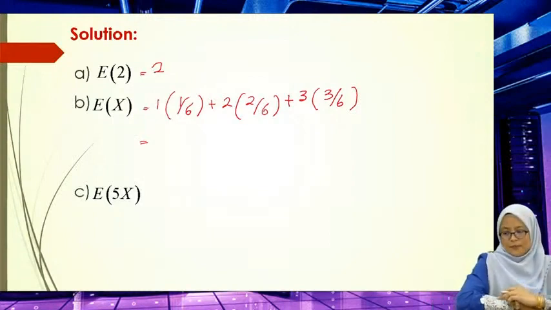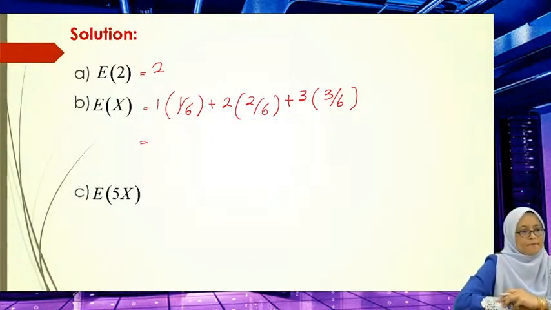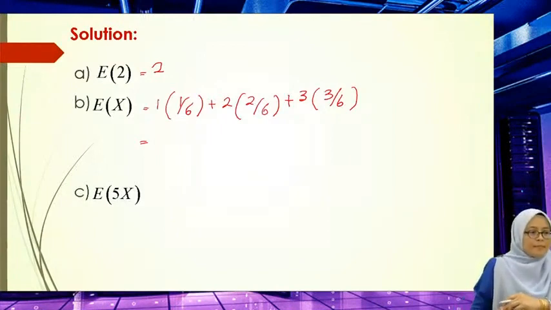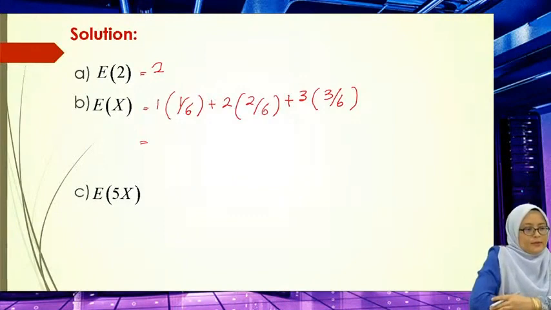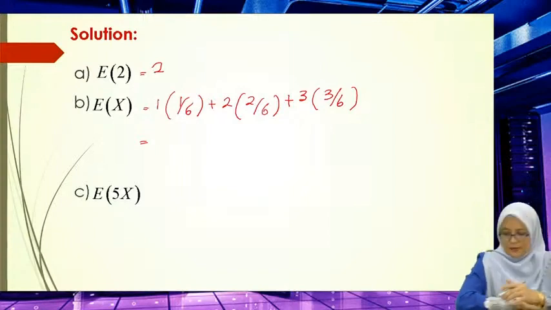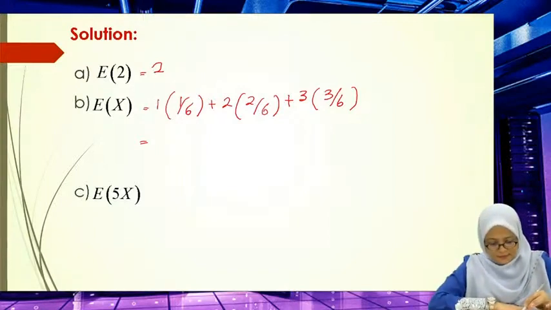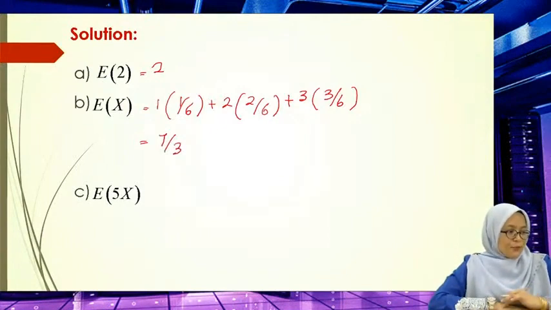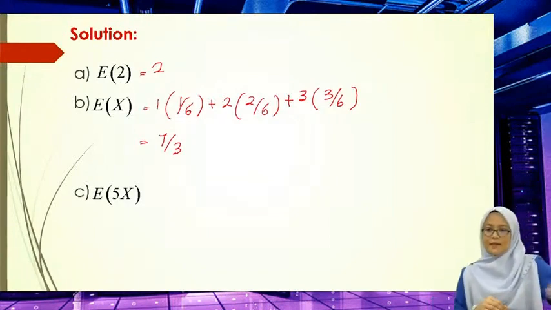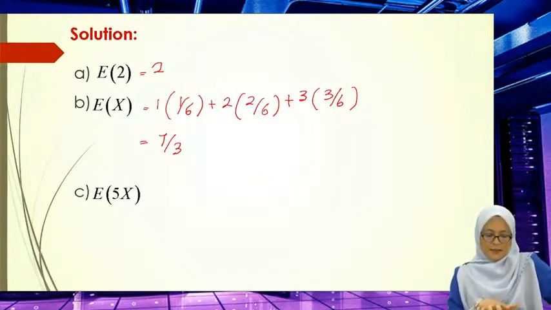probability dia is 3 over 6. Okay, so now calculate ni expectation soalan B ni dapat berapa? Okay, so 2 tu untuk soalan A. Okay, thank you. Okay, B ni expectation X dia dapat 7 over 3. Okay, Nabi Naidu. Okay, thank you. Betul tak? 7 over 3. 2.33. In decimal you dapat 2.33 lah.